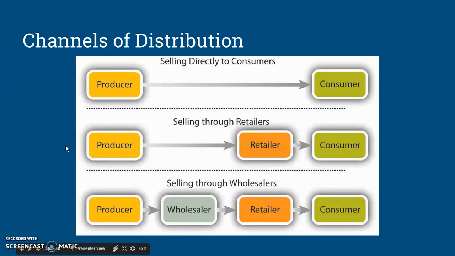Okay, so in a channel of distribution, getting the product or service from the producer to the consumer. The top one, this one here, producer going directly to consumer, is going to reflect direct distribution. Now, indirect distribution is going to be the next two. The retailer here is an intermediary to get the producer's product to the consumer. Adding another intermediary known as a wholesaler is another form of indirect distribution, in which case the producer gets to the wholesaler, which goes to the retailer, and then finally goes to the consumer.